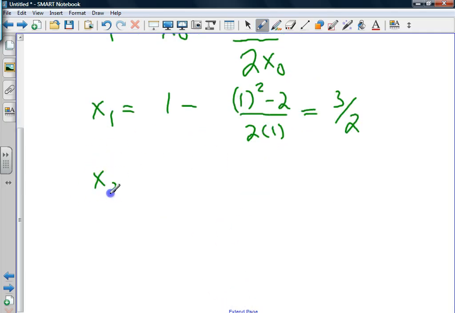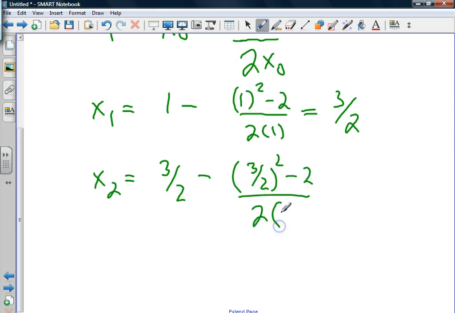What's x sub 2? x sub 2 is x sub 1 minus x sub 1 squared minus 2 over 2 times x sub 1. I'm just plugging in my new guess where I had my original, the 1s, right? And let's work that out. Okay. That's 3 halves minus. Now what's 3 halves squared? Well, I'm going to use fractions to do it in my head. I'm not using the calculator until I have to. 9/4. Let's make it easy.